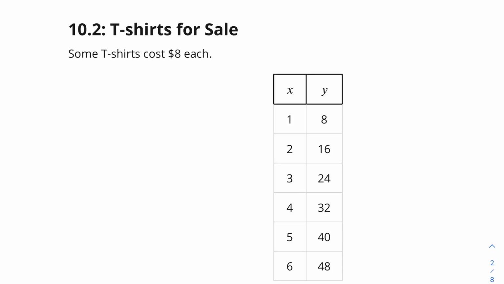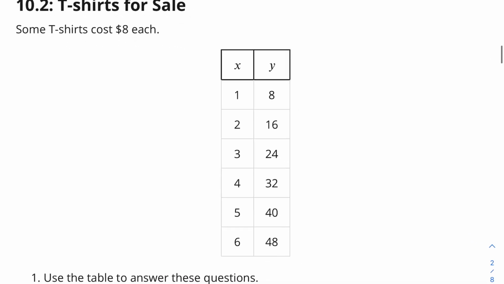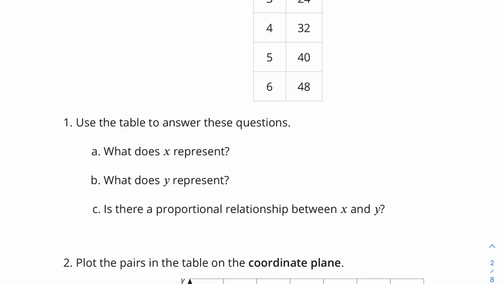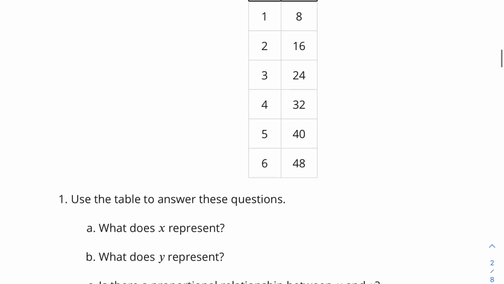10.2 T-shirts for sale. Some t-shirts cost $8. We're given an X and Y table here. It says use the table to answer these questions. What does X represent and what does Y represent? And is there a proportional relationship between X and Y?